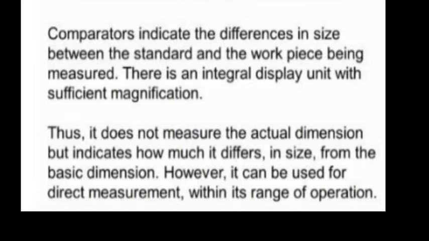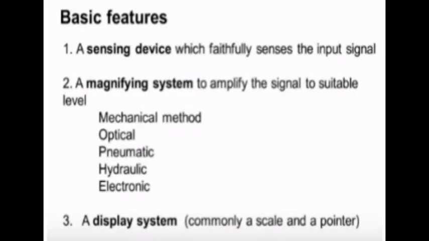Thus a comparator is an indirect type of precision instrument which gives linear measurements, works on relative measurements, and indicates only the dimensional difference in relation to the basic dimension. It has a sensing device which eliminates the human element in taking the measurement and gives accurate results consistently. So what are the basic features of comparators?